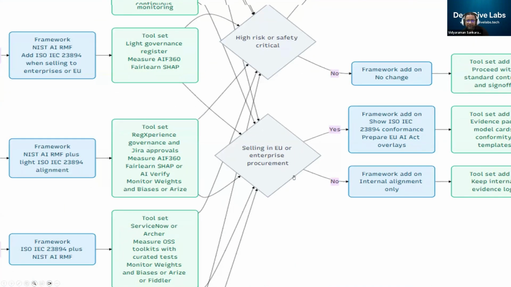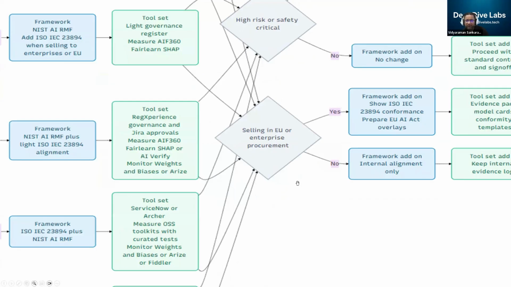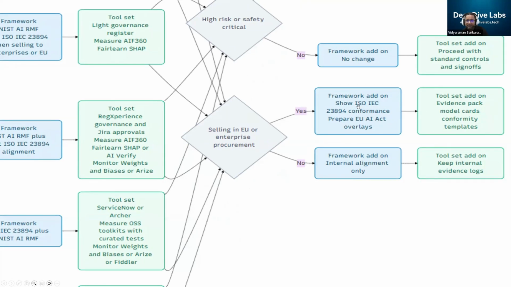The final decision box is if you're selling in the EU or if you're in enterprise procurement, having these kinds of frameworks or even a certification. And again, remember, this is just in the context of 23894, but 42001 is the actual certification that you can get. And getting that kind of certification will also help in the enterprise procurement cycle as well.